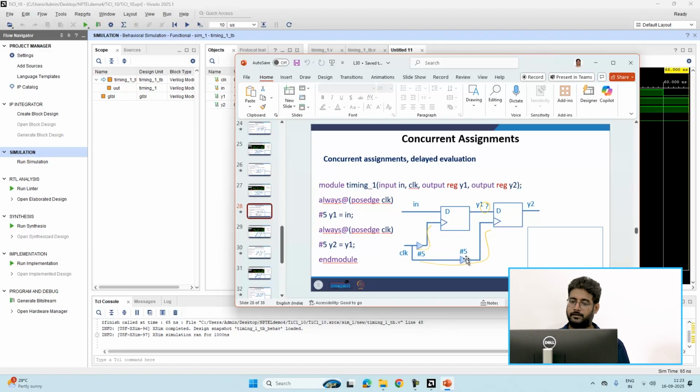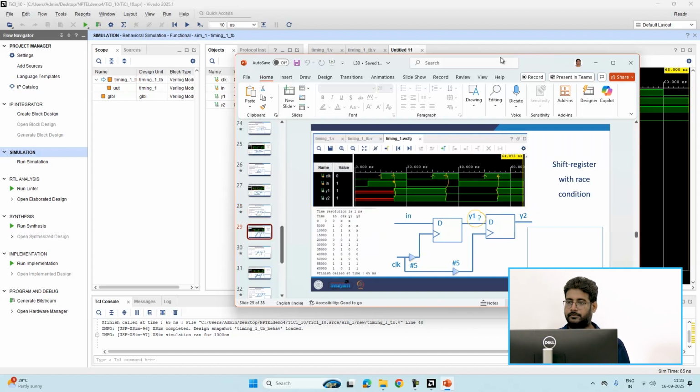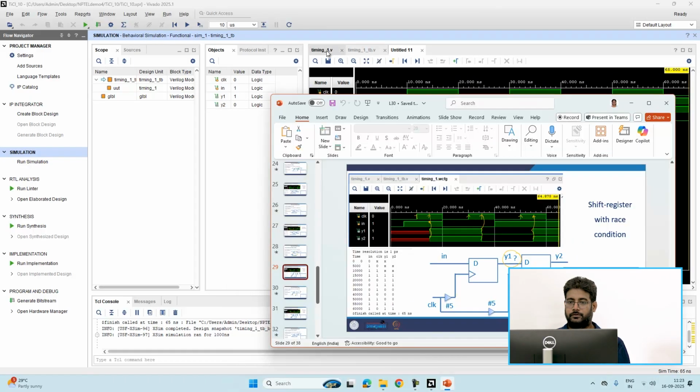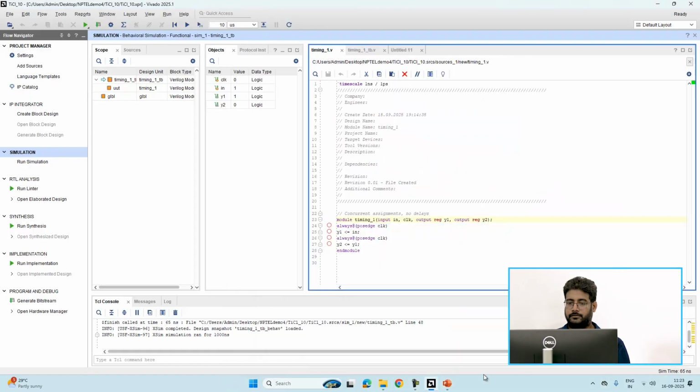So a delay of 10 for the second flip-flop, no, because this always block has been split. This always block is for this, and a separate always block is for this. So there is a delay of 5 for both the clocks, for both the flip-flops. So we will run this code. We have to find y1.